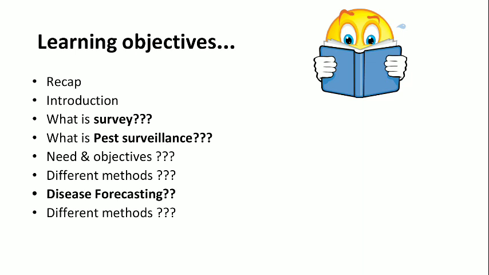First of all, let's quickly recap the last session. During the last lecture, we studied the introduction to conventional pesticides for disease management. Next is the introduction: what is survey, then what is pest surveillance, why to study this topic, what is the need and objective behind the study, what are different methods of survey, then what is disease forecasting, what are different methods of plant disease forecasting, and the last one, the conclusion.